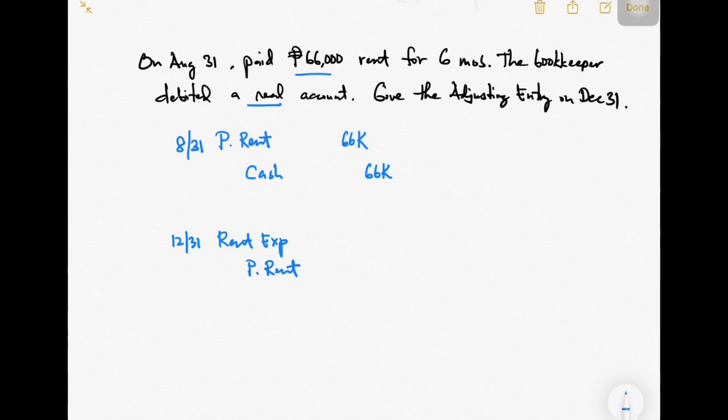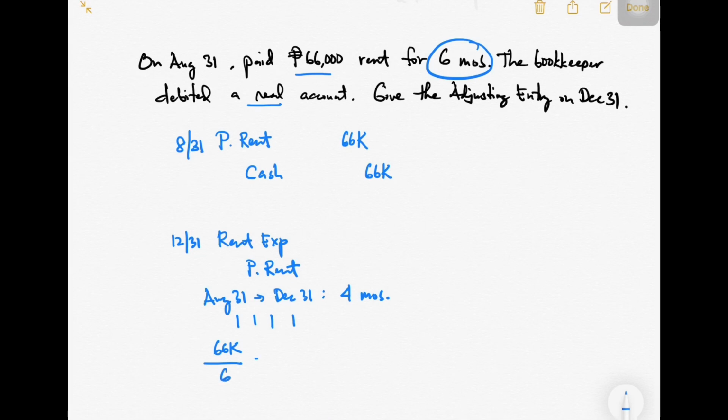Now to compute the amount, we need to know the number of months that the company used. From August 31 to December 31, that's how many months? So we're done with August, September, October, November, and then December. So this is 4 months. And then to compute the amount, you first get the total. Divide this by, you don't divide it by 12 because you are only given 6 months.